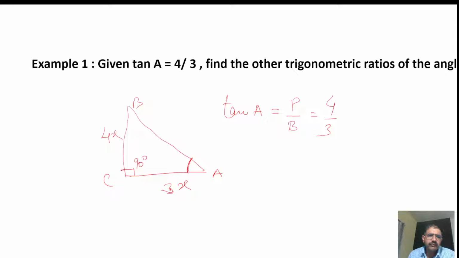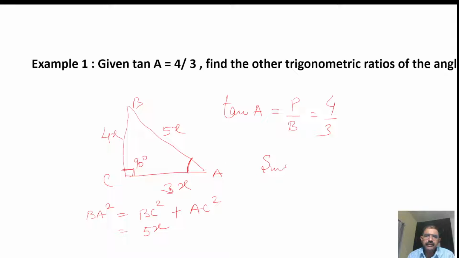Since this angle is 90 degrees, you can find the hypotenuse by the Pythagoras theorem. You are familiar that BA square equals BC square plus AC square. When we calculate this by the formula, it comes to 5x. So I can put it as 5x, and now I can find the other trigonometric ratios.